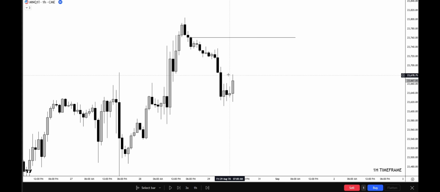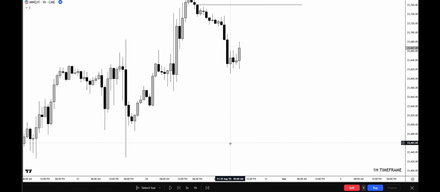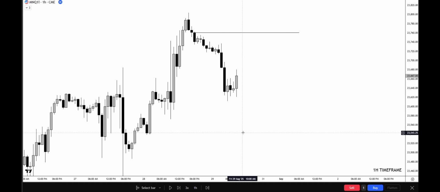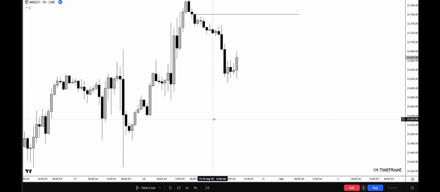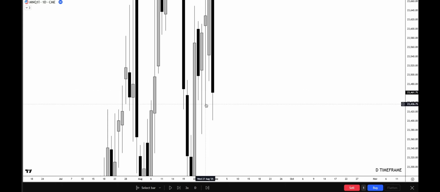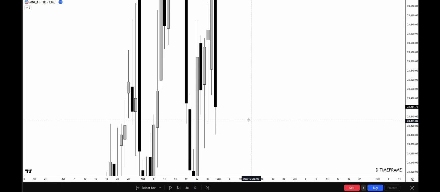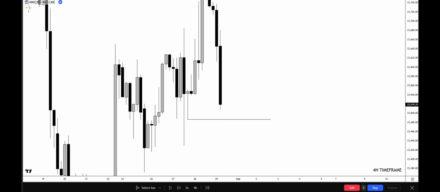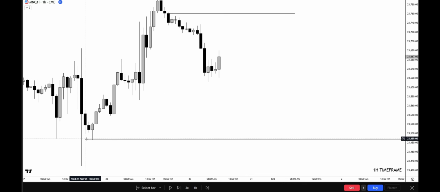So here, I'm anticipating price to drop lower. But for price to drop lower, I need internal confirmation as well. This is my 1 hour time frame, and I want to see price create some kind of confirmation to take it towards the sell side liquidity. What I can aim for here is the previous day low. If I drop down to the 4 hour and 1 hour, this is my previous day low.